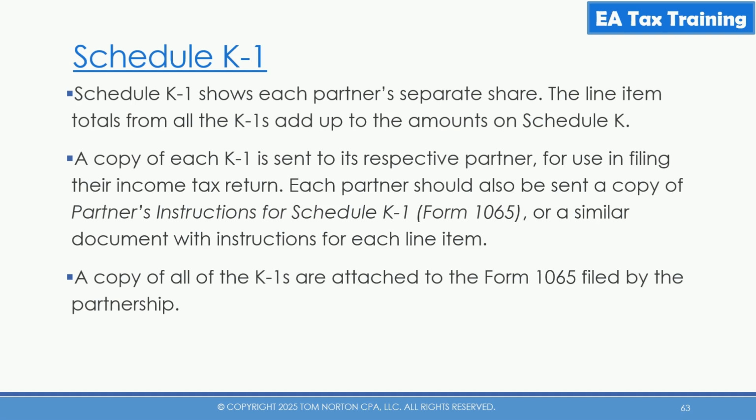And a copy of all the K1s are also going to be attached to the Form 1065 that is filed with the IRS. So the IRS is going to know what K1s all of the partners receive so they can then match those up with their tax returns to make sure that the partners are all reporting everything that they are supposed to be reporting.